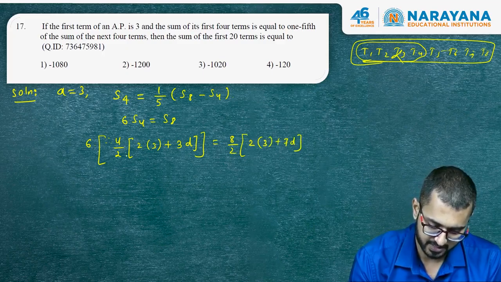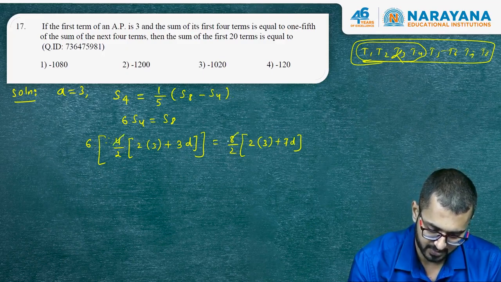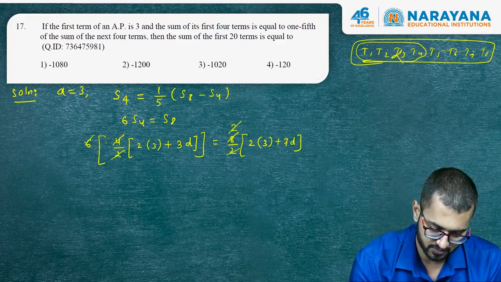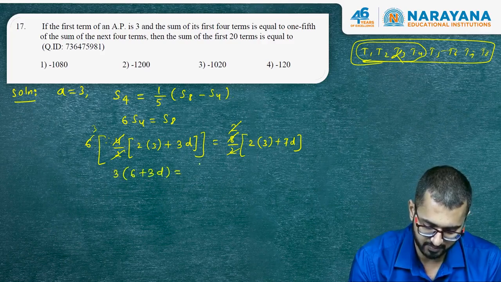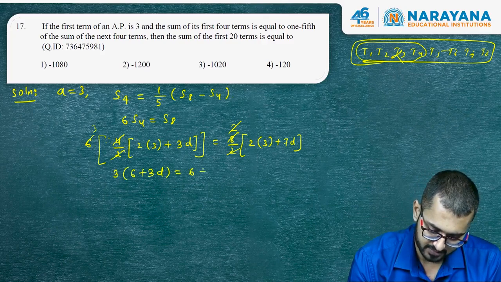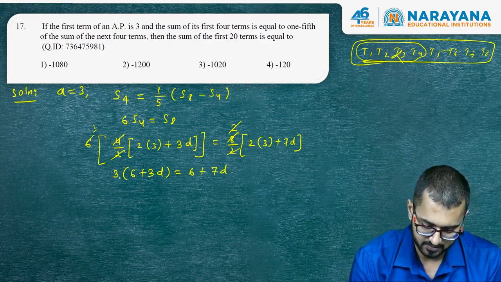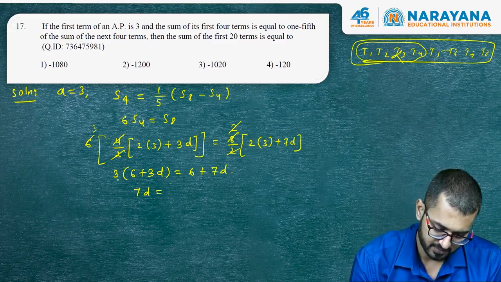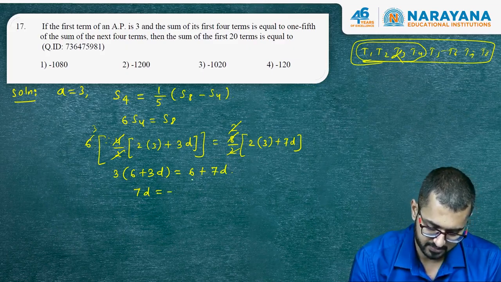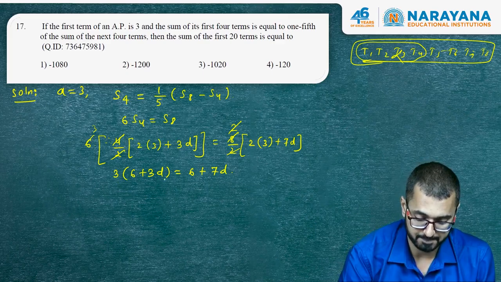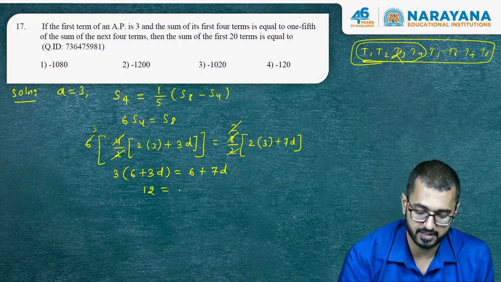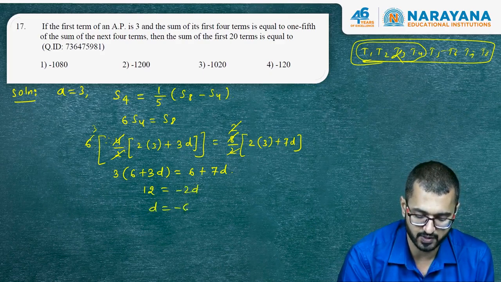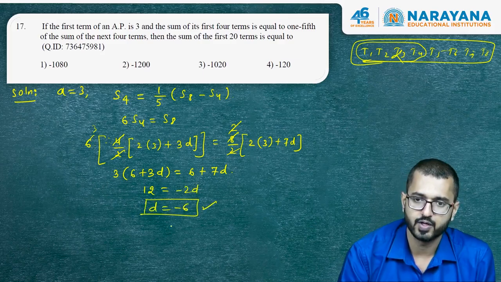So let us see, something can be cancelled. Yes, the 4 and 2's are gone, this 2 is gone, this 3 will be gone. So I'll be having 3 into (6 plus 3d) equal to 6 plus 7d. So 3 into 3, 9, minus 7 is 2d, is equal to 6 minus 18. So now here we can say 18 minus 6 will give me 12 is equal to 7 minus 9, will give me minus 2d. That means we get d equal to minus 6. So we got d equal to minus 6.